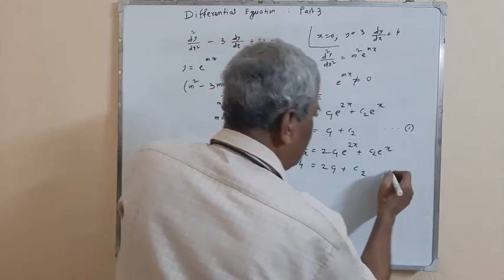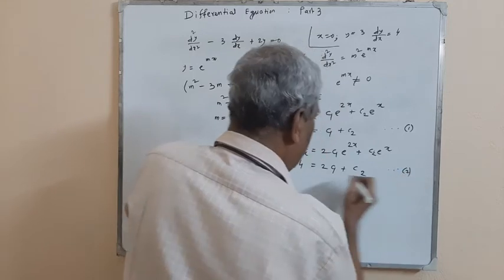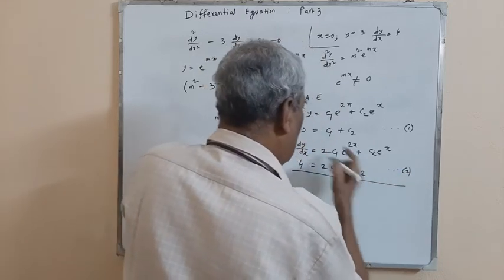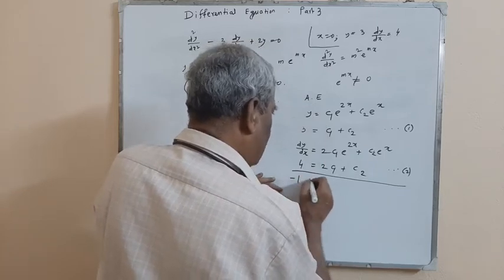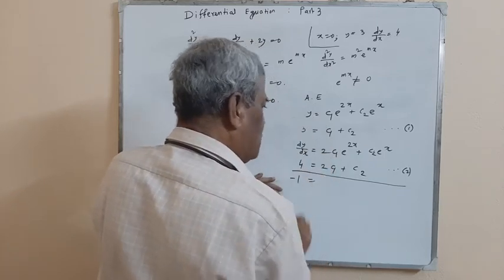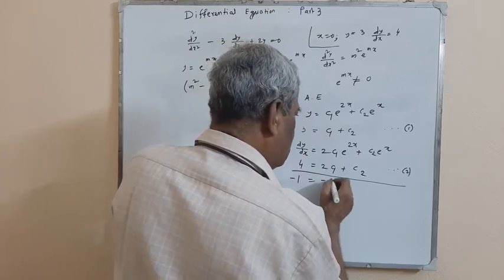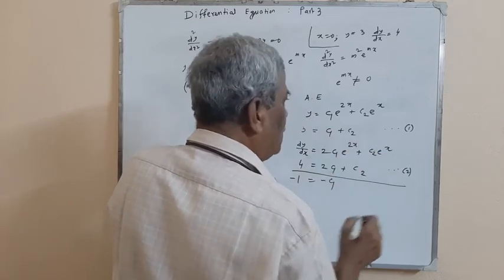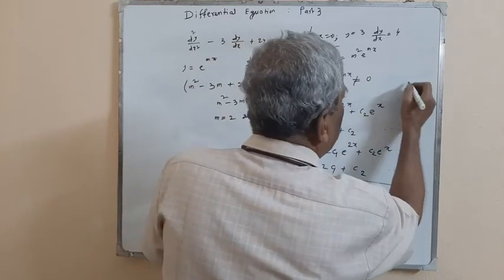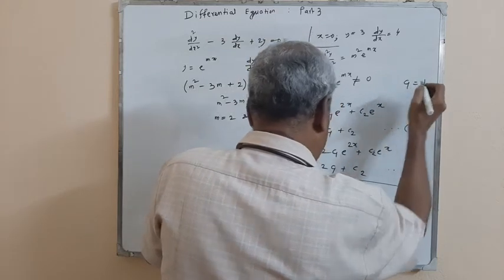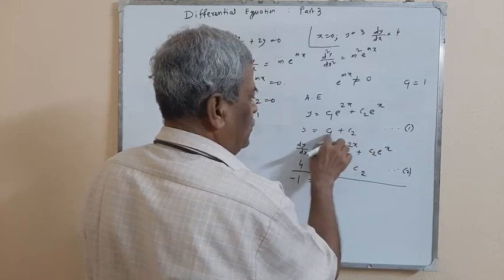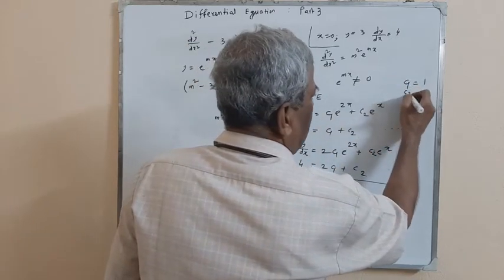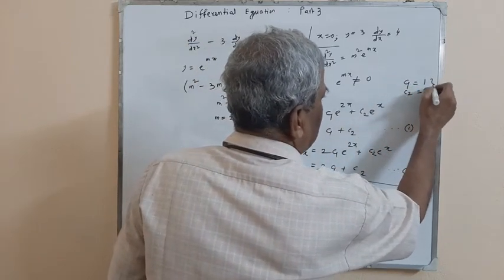Now it is 2. Now subtracting 1 from 2, 1 minus 1, 3 minus 4 is equal to minus c1. This is 0. So we get c1 is equal to 1. Now putting c1 is equal to 1 here, c2 is equal to 2. So we get particular values of c1 and c2.